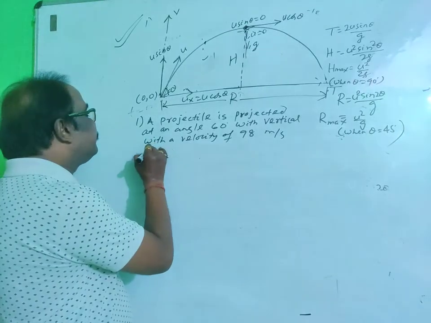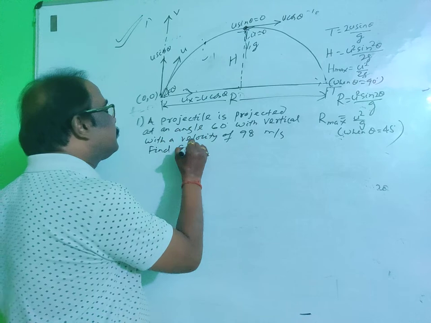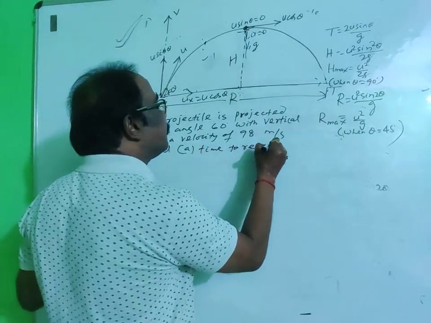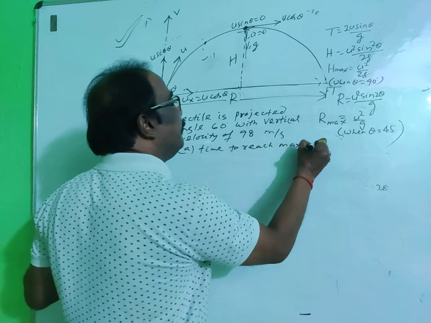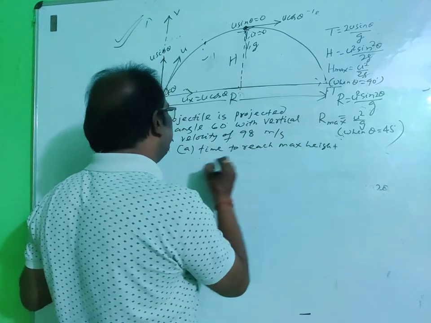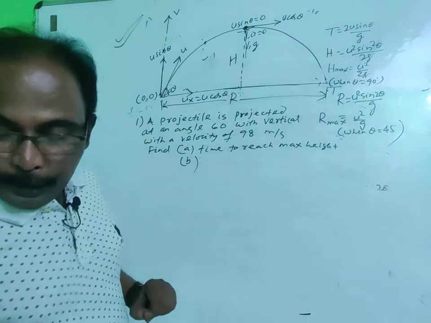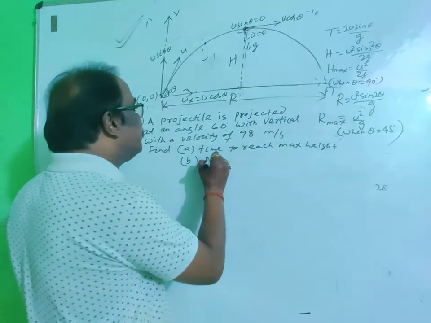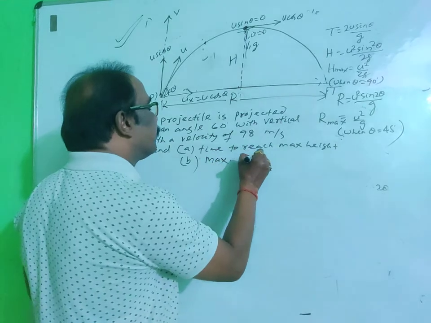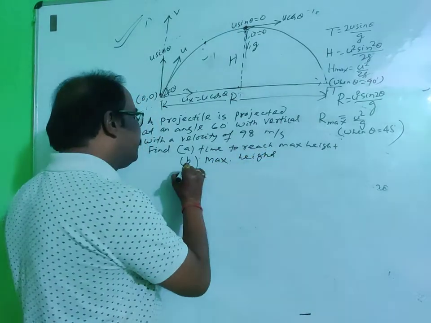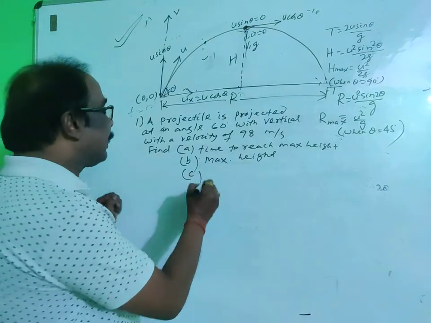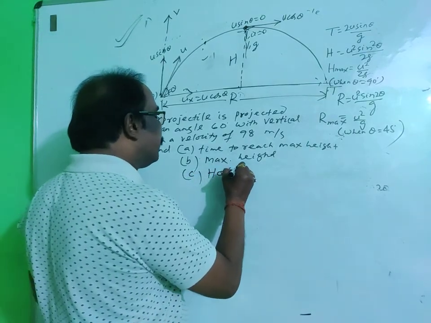Okay. Find, a bit, time to reach maximum height. B bit, it is asked, maximum height, what is maximum height? C bit, it is asked, horizontal range, the easier bits, horizontal range.